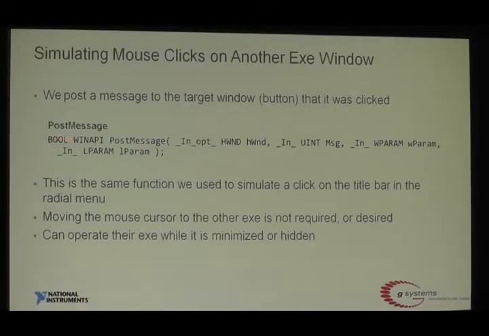All right, so we come back, and again, it's this post message call. But of course, it's a different set of parameters. So what we're doing is we're posting a message to the target window, which is the third-party EXE, that one of its buttons was clicked. And I'm not sure about the Windows 10 calculator, but in the Windows 7 calculator, every button is its own window. So it makes it really easy to say that window was clicked.